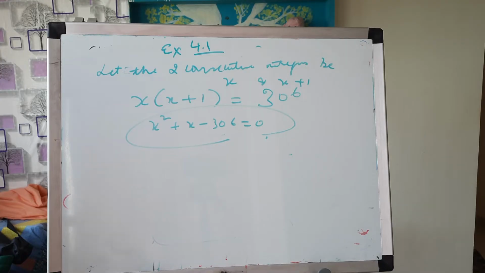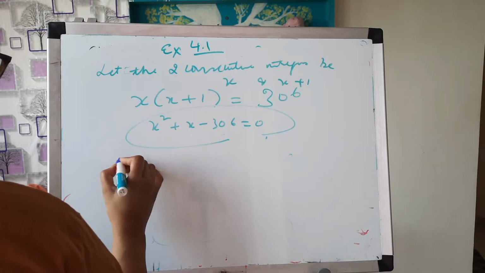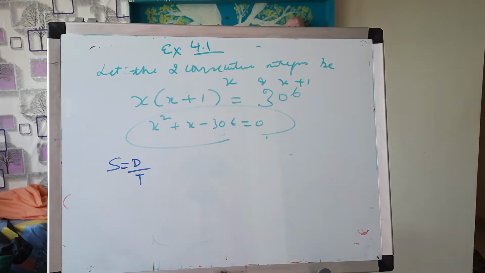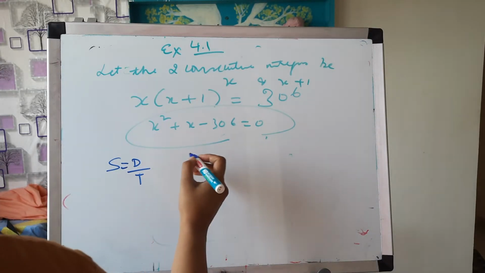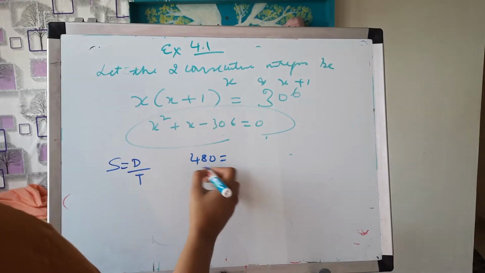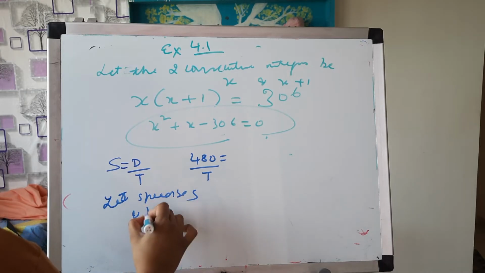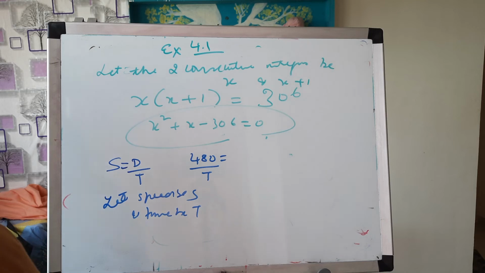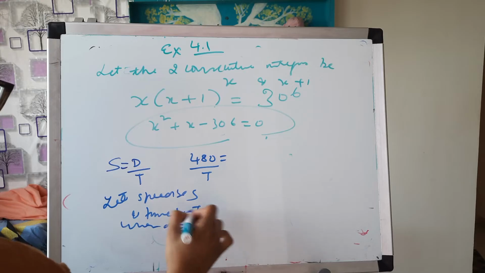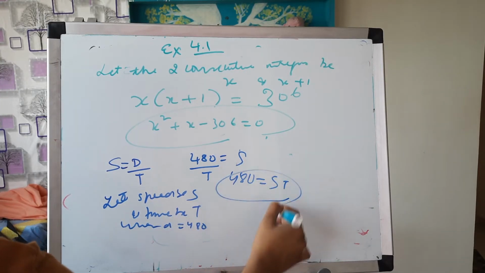Let's move on to question number 4. A train travels a distance of 480 at a uniform speed. So first let's just see, speed is equal to distance over time, right? This is the formula. So a train travels 480 kilometers at a uniform speed. So let speed be s and time be t when distance is 480. This is your assumption. So 480 by t is equal to s. Basically 480 is equal to st, right? This is what we are getting.